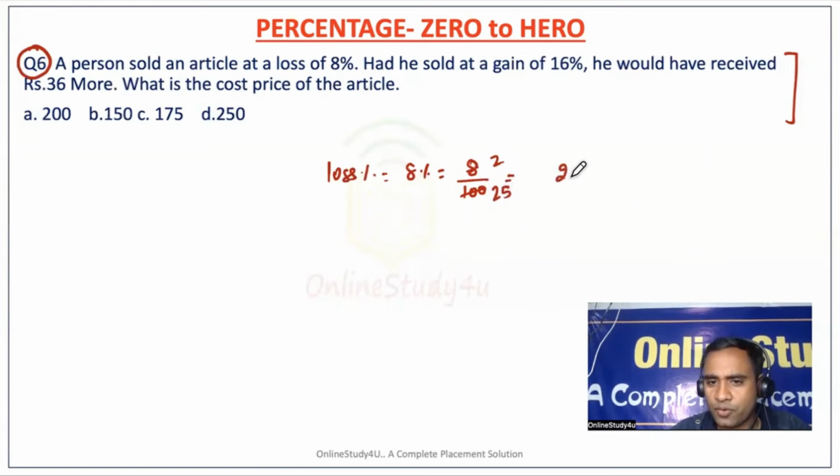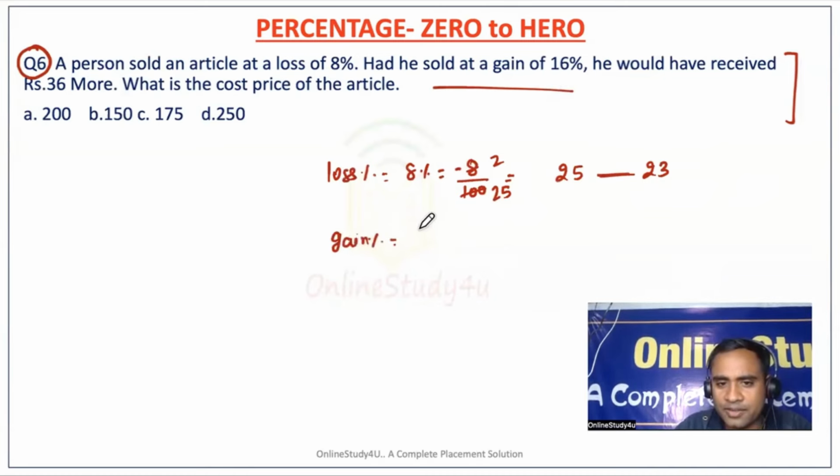So loss means minus. From 25, basically, if I bought at 25, now a 2 rupee loss means I will be selling it at 23 rupees. Had he sold at a gain of 16%, now the gain percentage is 16%, meaning 16 by 100. That means 4 by 25.